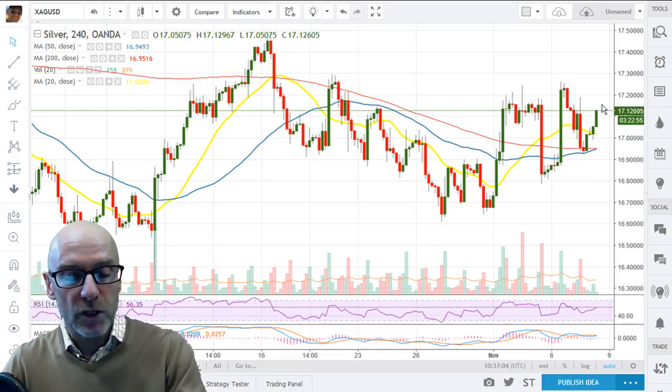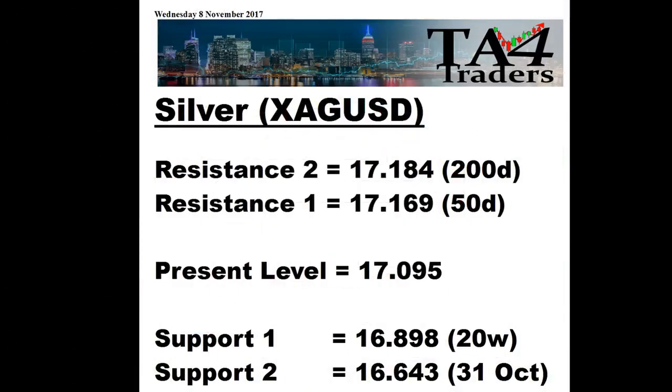Looking at the support and resistance levels on silver, resistance at the 50-day 17.169, then the 200-day 17.184, with support at 16.898 from the 20-week on the weekly chart, and second support from the low of 31st October, 16.643.